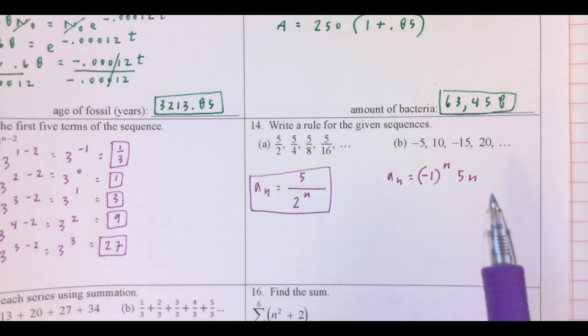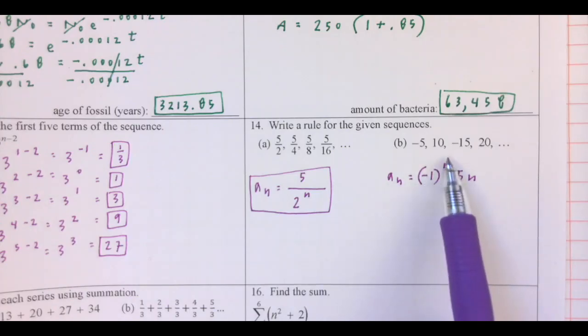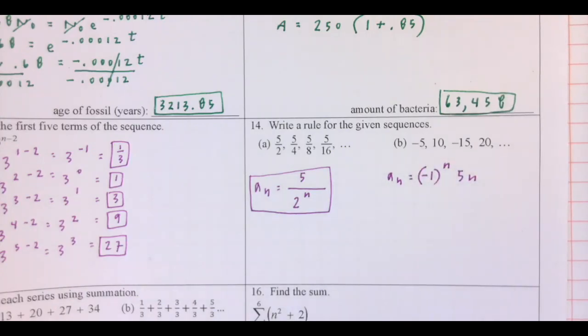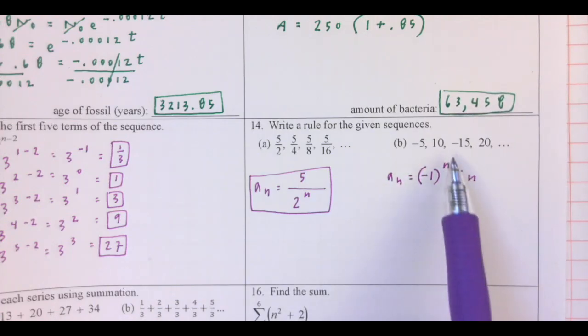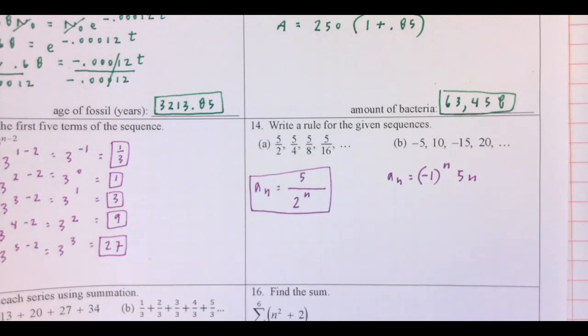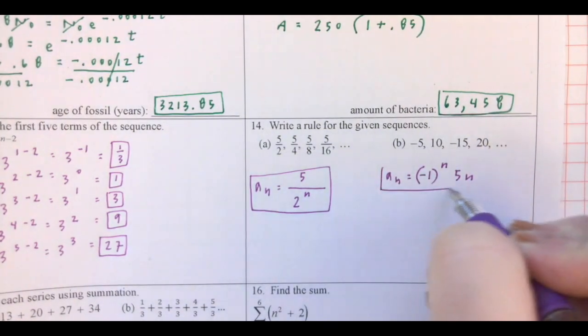So if I plug in a 1, this would be -1 times 5, so -5. If I plug in a 2, that 2 here would make this +1 times +10, 10, right? So we see that it holds. That must be our rule.